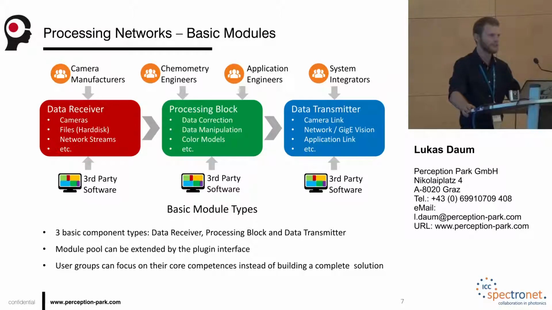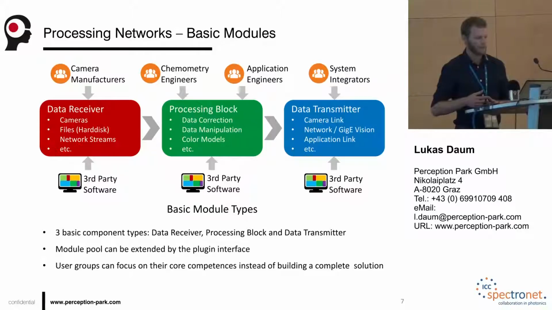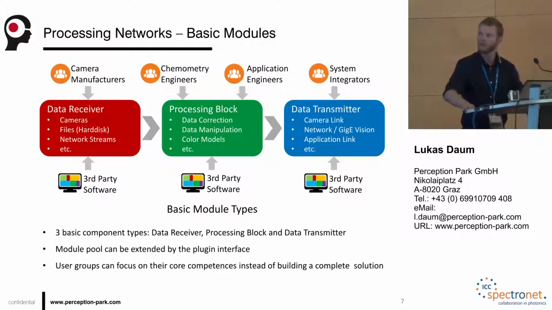You have data receivers, which are the source of data, like cameras or files from hard disk, for instance. Then you have processing blocks, which do the actual processing, things like projection from high-dimensional hyperspectral space into, let's say, 3-dimensional RGB space, for instance. And then finally you have the data transmitter modules, which are the actual output of our system, something like a camera link or GigE-Vision, for instance.